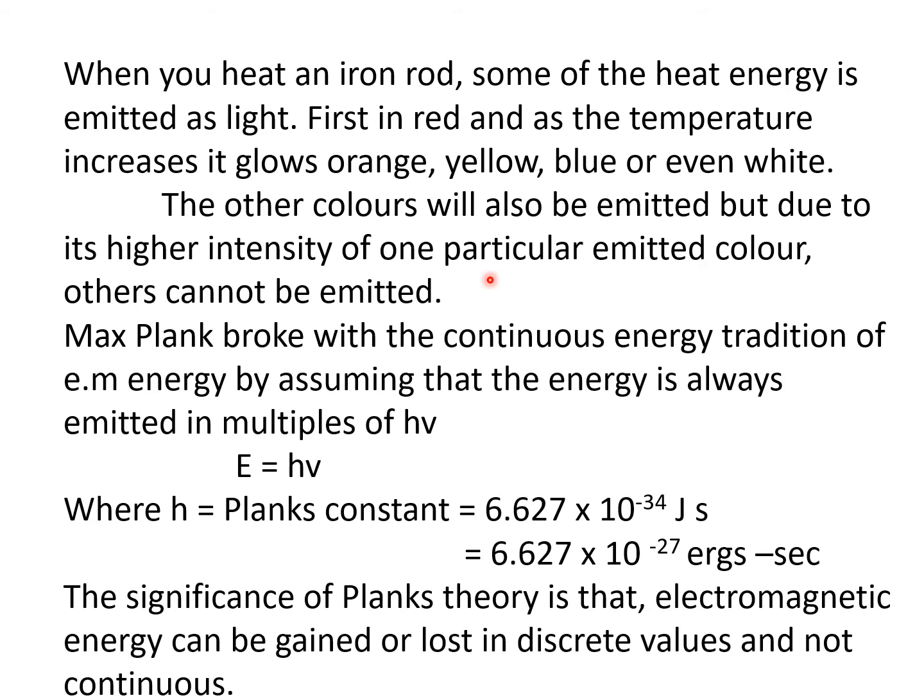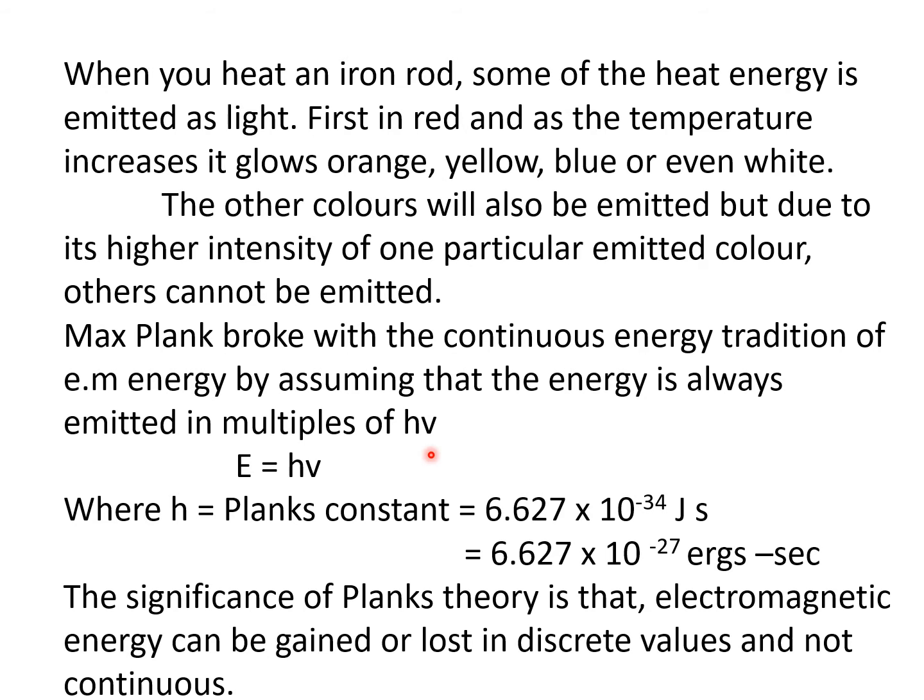As per the theory, it was believed that it was a continuous spectrum, but when certain things were observed, like heating and emitting of these different colors of light, Max Planck broke with the continuous energy tradition. Till then all the earlier scientists believed that this spectrum is a continuous energy spectrum. So it is a continuous series of wavelengths. But Max Planck broke this tradition and he assumed that the energy is always emitted in multiples of h nu, where nu is the frequency of the wave.